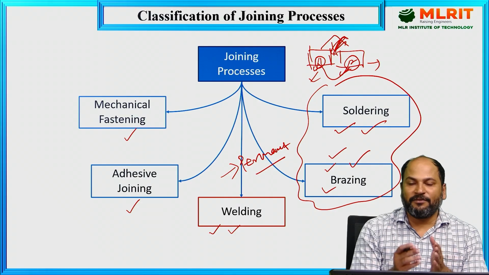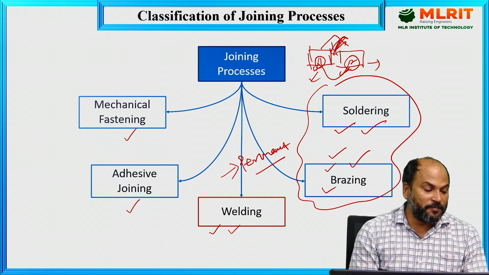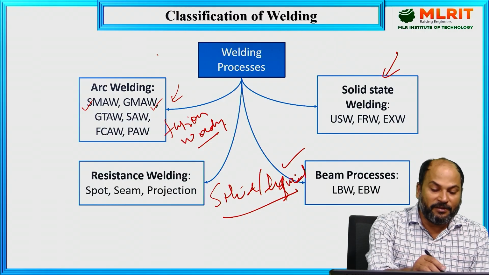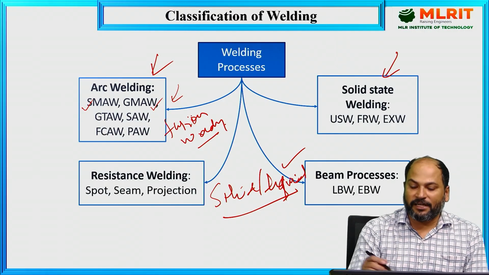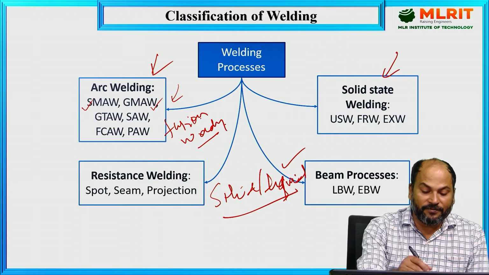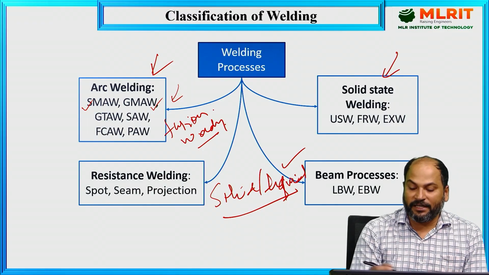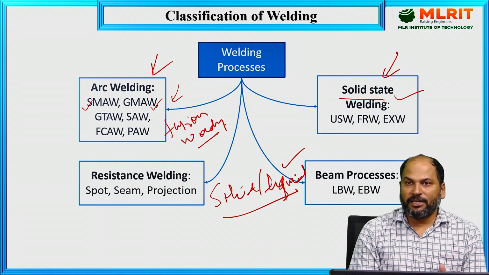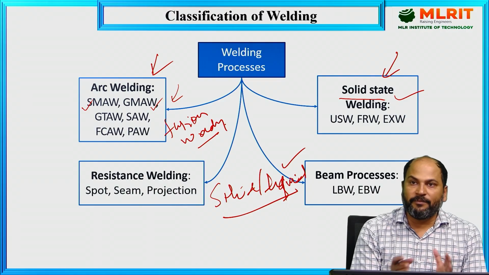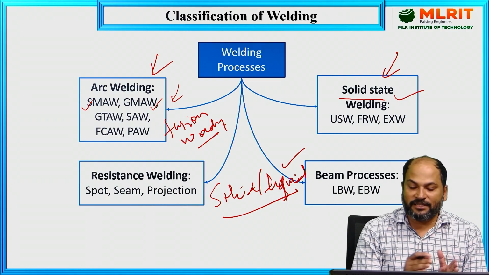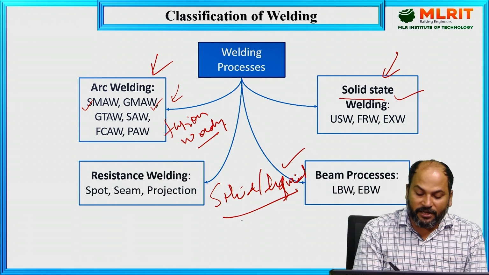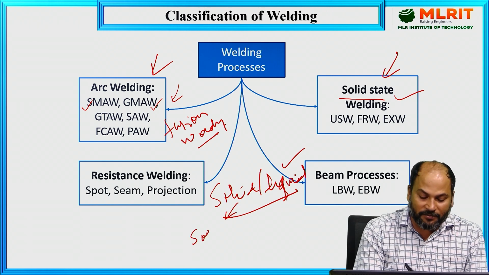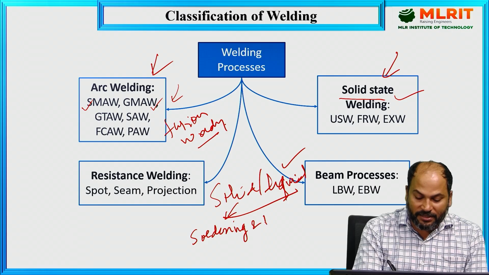So if we classify welding on the basis of the state during welding, it will be in three parts. First, the liquid state or fusion welding. Second will be the solid state welding, where the material will not be converted into liquid state, so the material will remain in its solid state. And the third category is solid liquid. In this category, soldering and brazing will come.